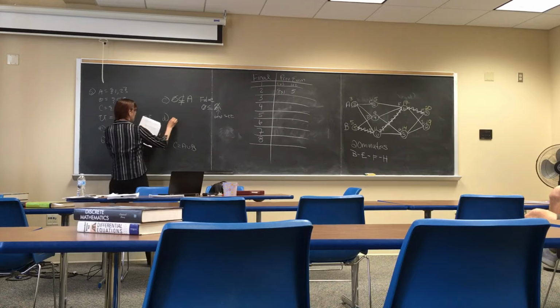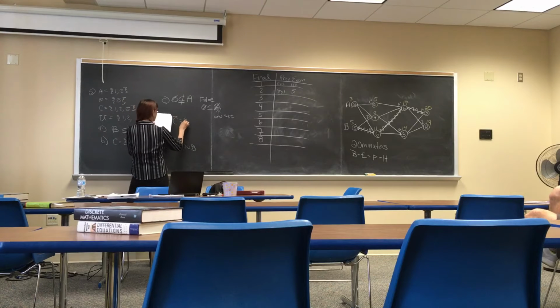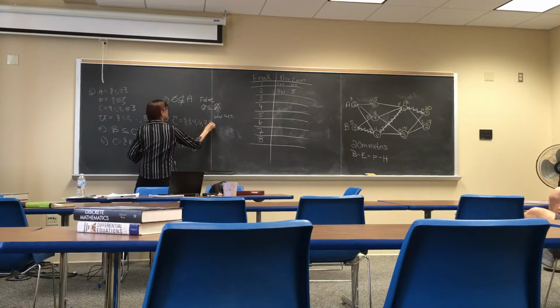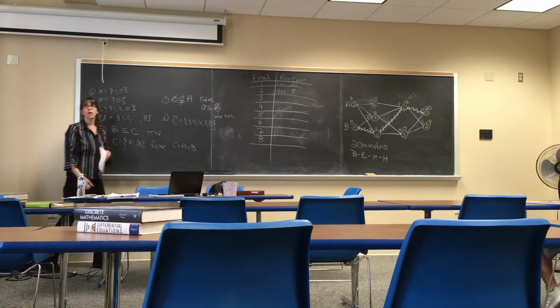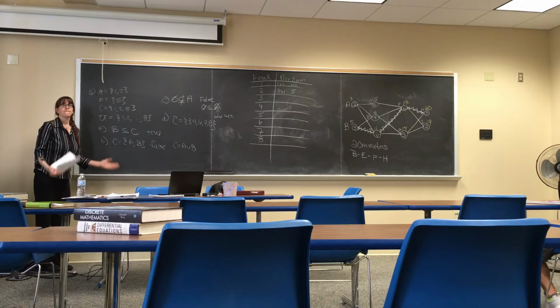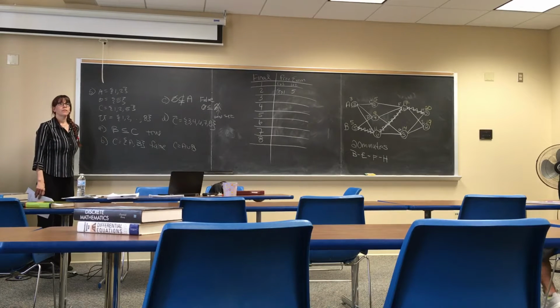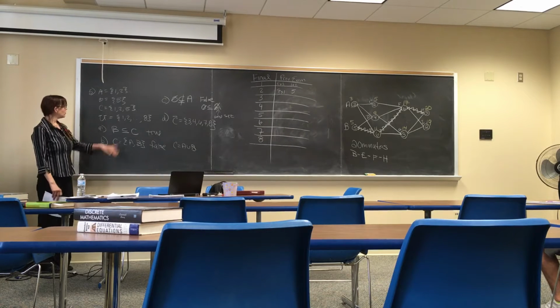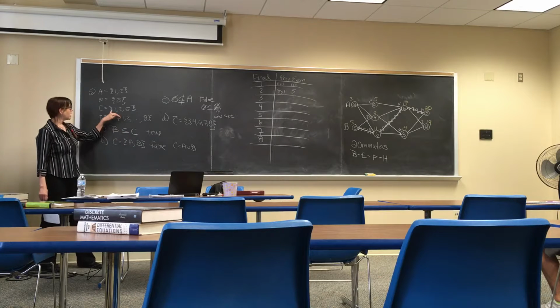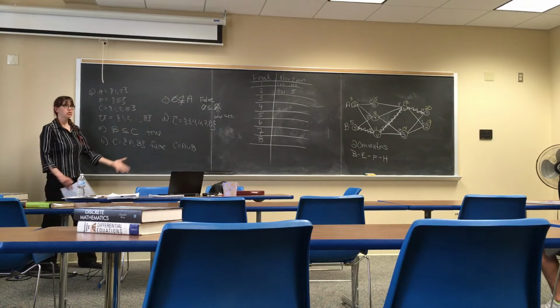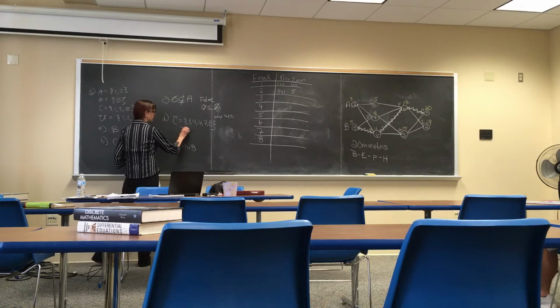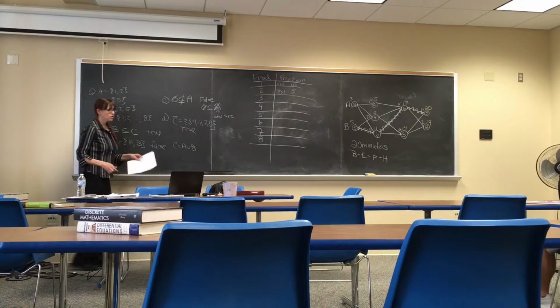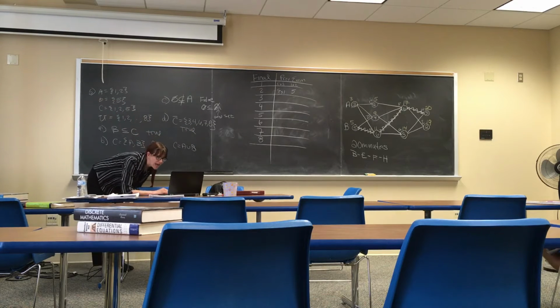And then D said that the complement of C is 3, 4, 6, 7, 8. So what does complement mean? Everything except, well, everything, the universal set minus what's in the set. Right, so the universal set is 1 through 8. Let's take out a 1, a 2, and a 5, and that's what you're left with, right? So this one is definitely true.